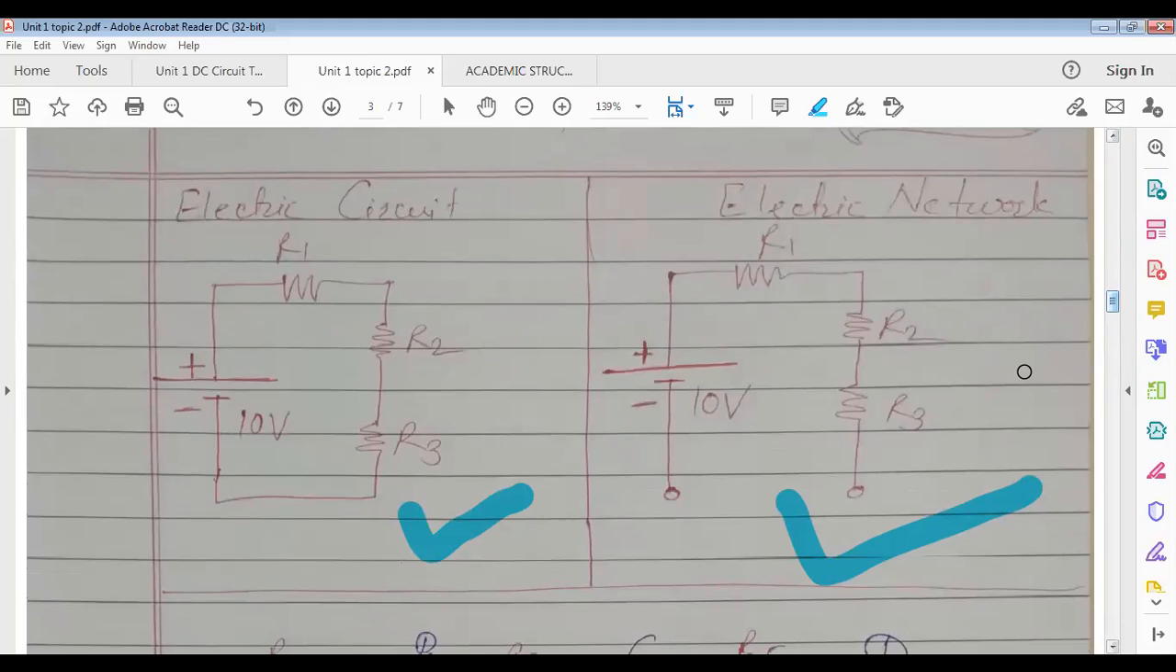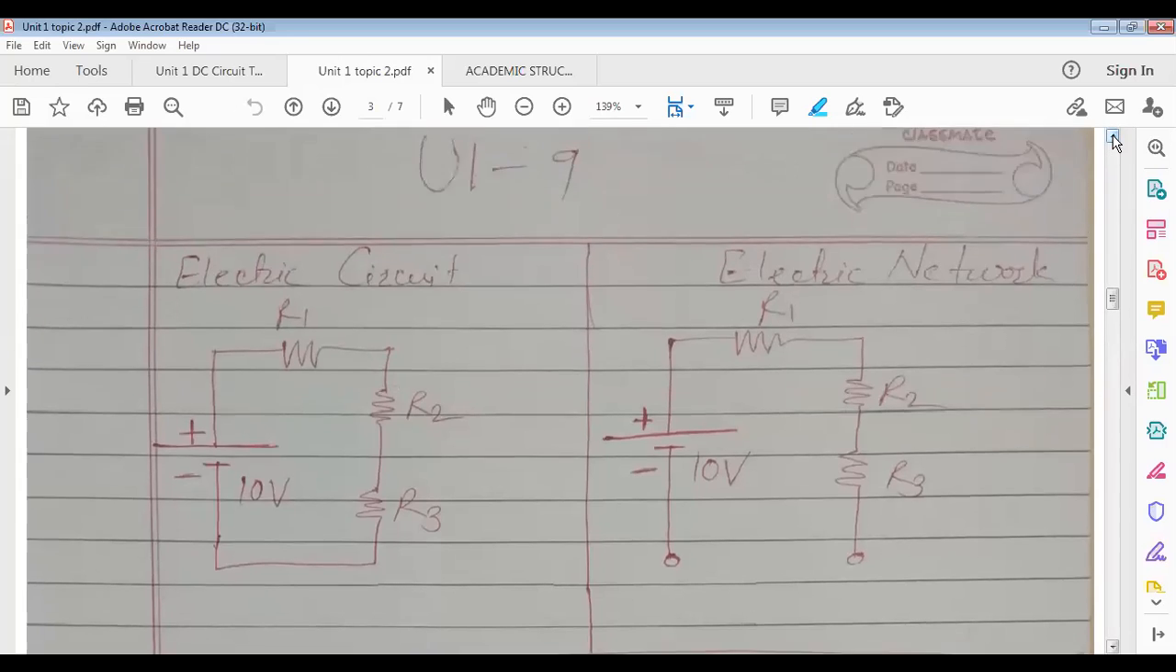So see here, I have written electric circuit and electric network. Can you observe the difference? Electric network you can call to both. An electric network can be closed or open, so you can use the terminology electric network everywhere, whether it is closed or open. But whenever you want to use the terminology electric circuit, then it should compulsorily be closed. What is the difference between electric network and electric circuit?